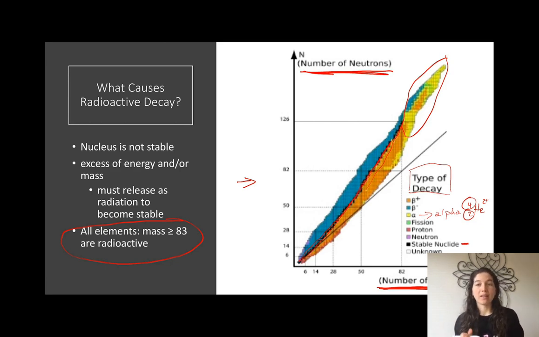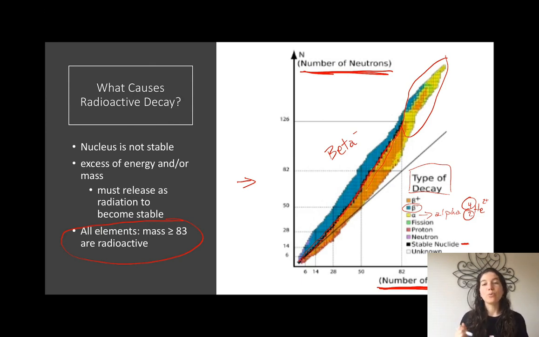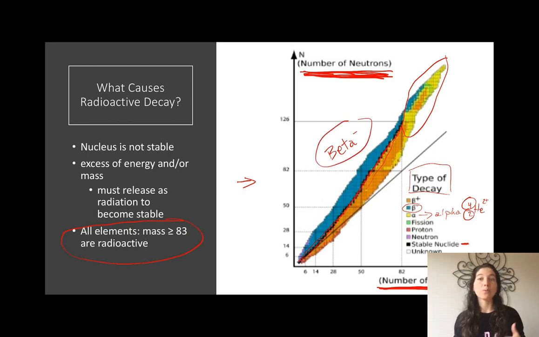Now, something else you'll notice is that outside of our black line, we tend to have a blue section on the left and an orange section on the right. The blue is what's called beta emission, or beta minus. Beta minus is a type of radioactive decay that allows us to reduce our number of neutrons. So atoms, or isotopes, that tend to be neutron heavy and want to reduce their number of neutrons tend to undergo beta decay in order to reduce that.